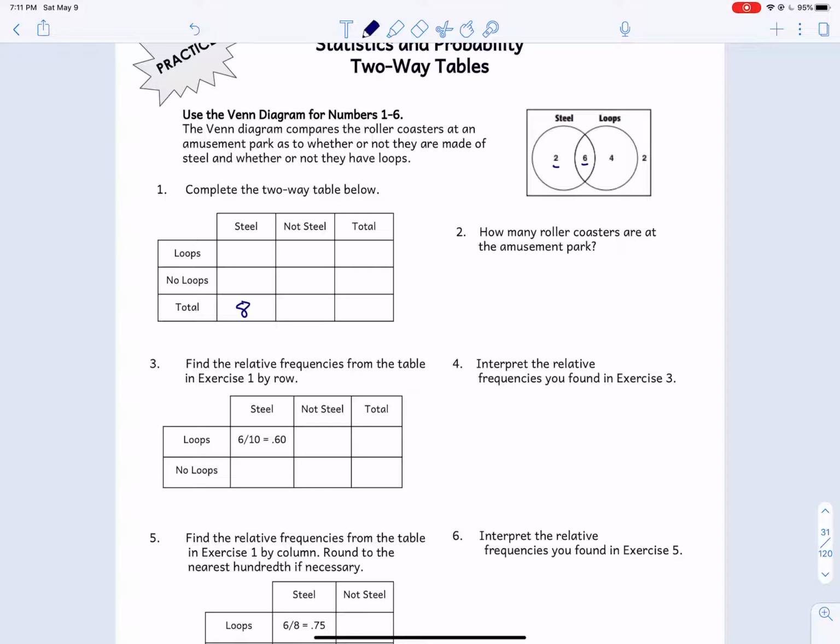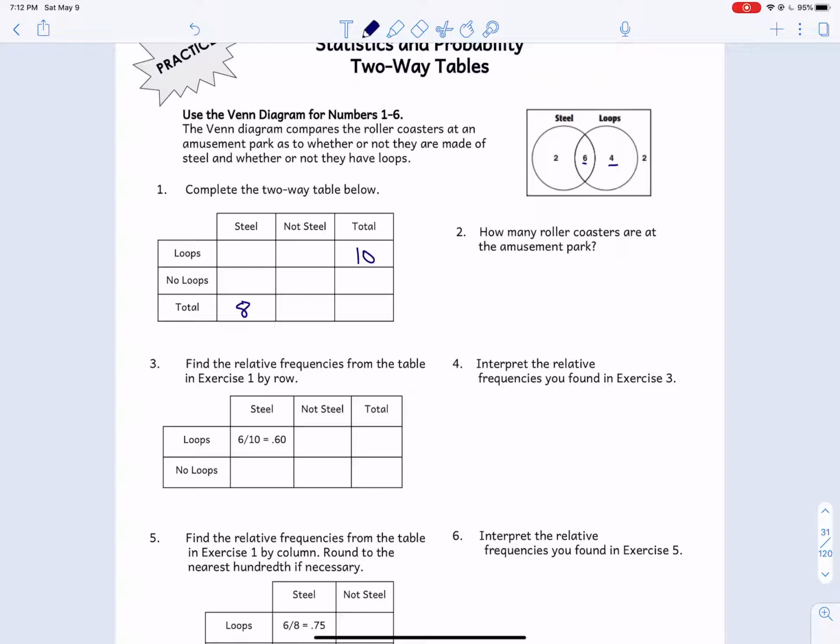Okay, let's do the same for loops. So if we look at the other circle, we have 4 and a 6 in that circle for loops. So that's 10. 10 total. And so now the loops is on the left. So that's talking about this row. So that total goes here. Okay, and then what else?